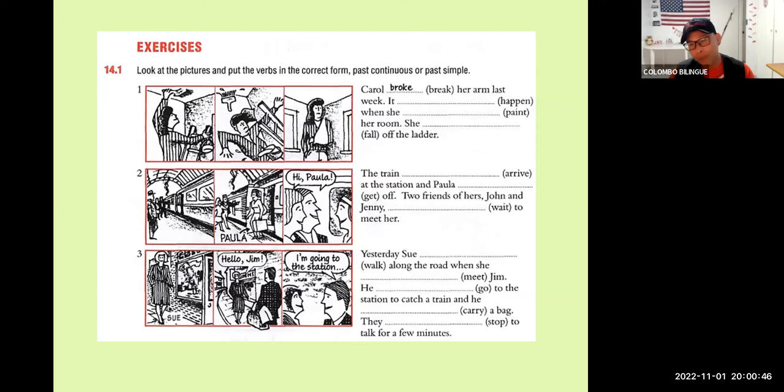Situation number 3. In situation number 3, we saw a woman walking around the streets when Jim appeared. And later, she decided to go to the station together. All right, so if you see, it's like a sequence of actions, and the idea is the original action has been interrupted by the other one. And the way you're going to express that is very important.